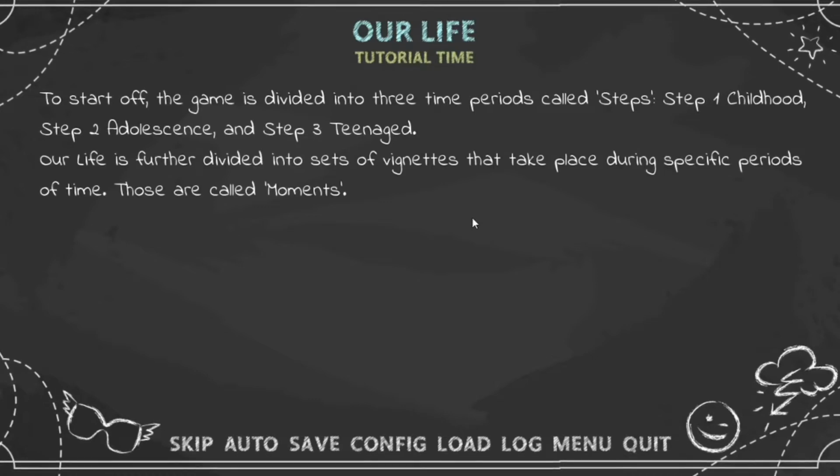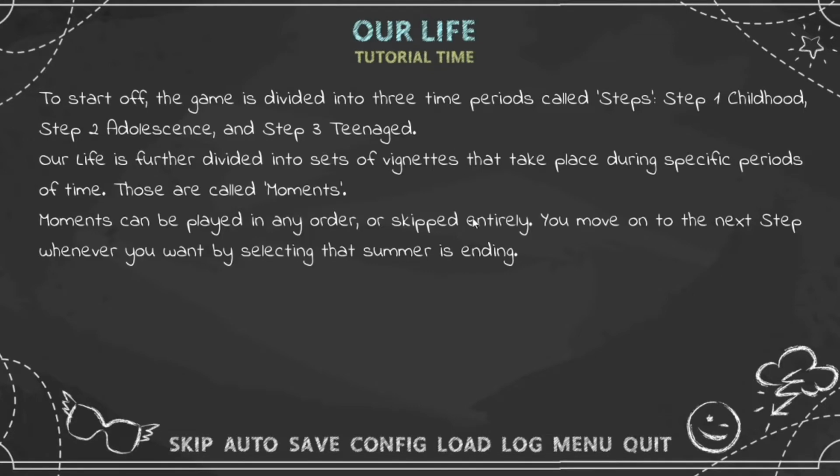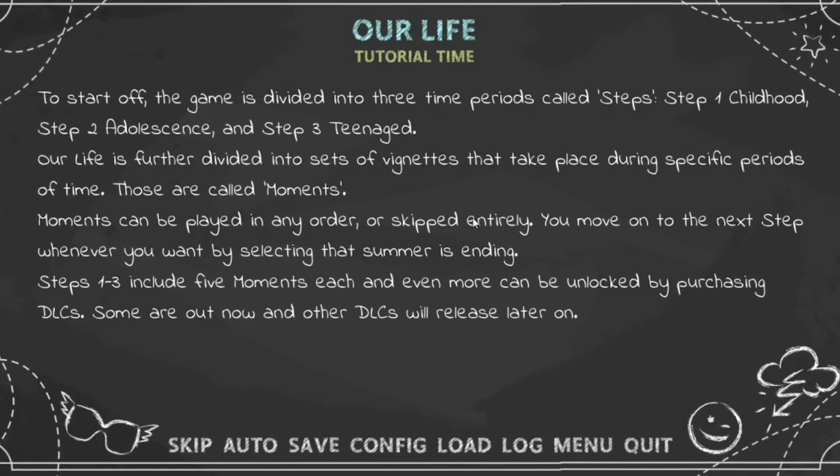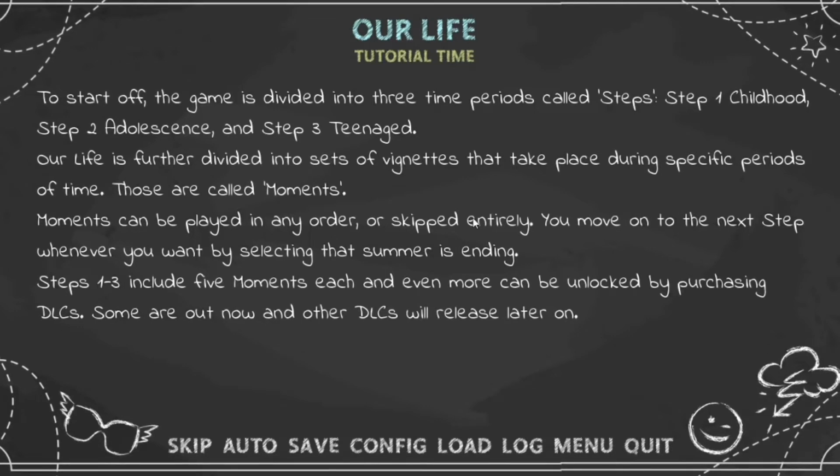Our life is further divided into sets of vignettes that take place during specific periods of time. Those are called moments. Moments can be played in any order or skipped entirely. You can move on to the next step whenever you want by selecting the summary's ending. Steps 1 through 3 include 5 moments each, and even more can be unlocked by purchasing DLCs. Some are out now, and other DLCs will be released later on.